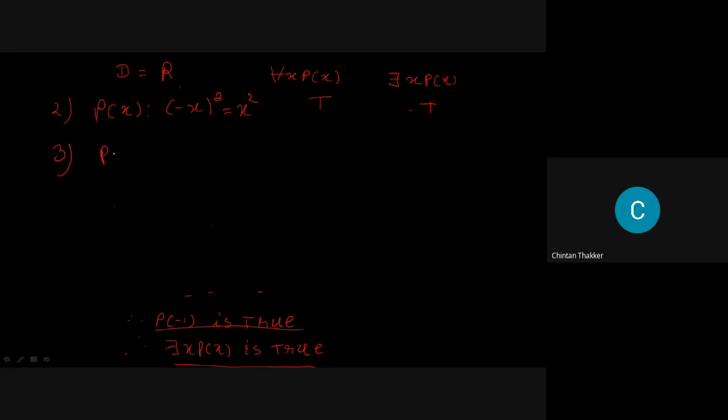Third one, P of x is x greater than x square. Not equal to, just greater than. x is greater than x square. Check what is the value of for all x P(x), and there exists x P(x).